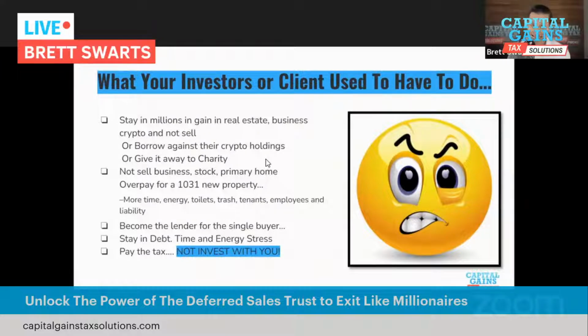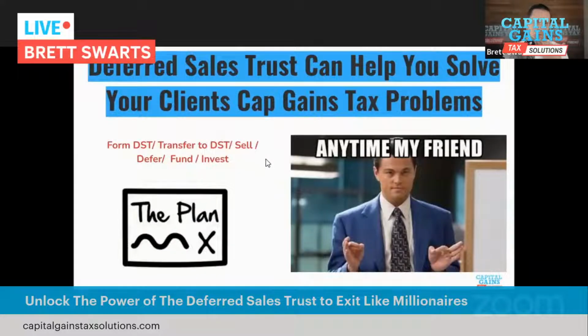They used to have to stay in debt, time, energy, and stress and pay the tax, which is not great, or not list the property with you. So the deferred sales trust can help you solve your clients' cap gains tax problems. And it's really simple. The plan is this: form a DST, transfer the assets to the DST in escrow, you guys list and sell the property, defer the tax, fund the trust, and invest with the trust.